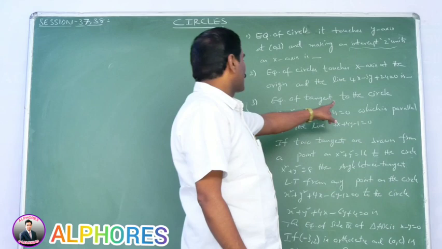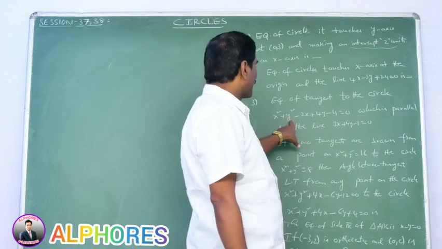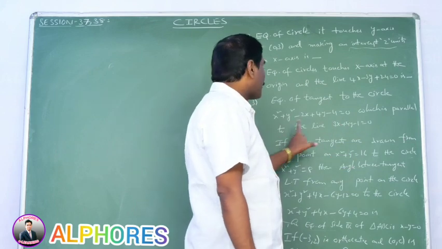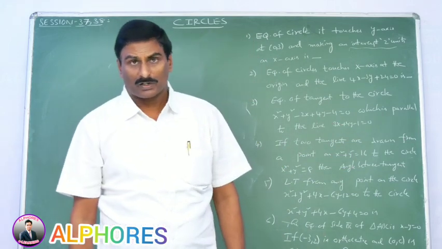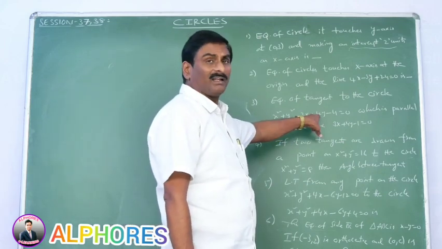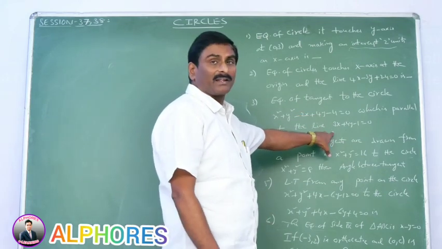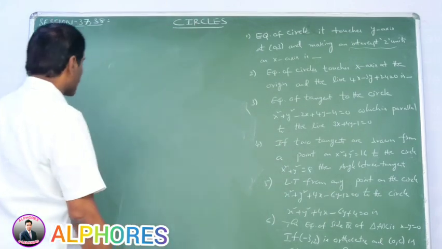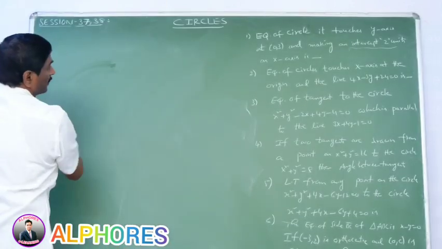Find the equation of the tangent to the circle x square plus y square minus 2x plus 4y minus 4 is equal to 0, which is parallel to the line 3x plus 4y minus 1 is equal to 0. In this case, we find the equation of the tangent to this circle. The tangent is parallel to this line. If the two lines are parallel, what is the condition? Slopes are equal.